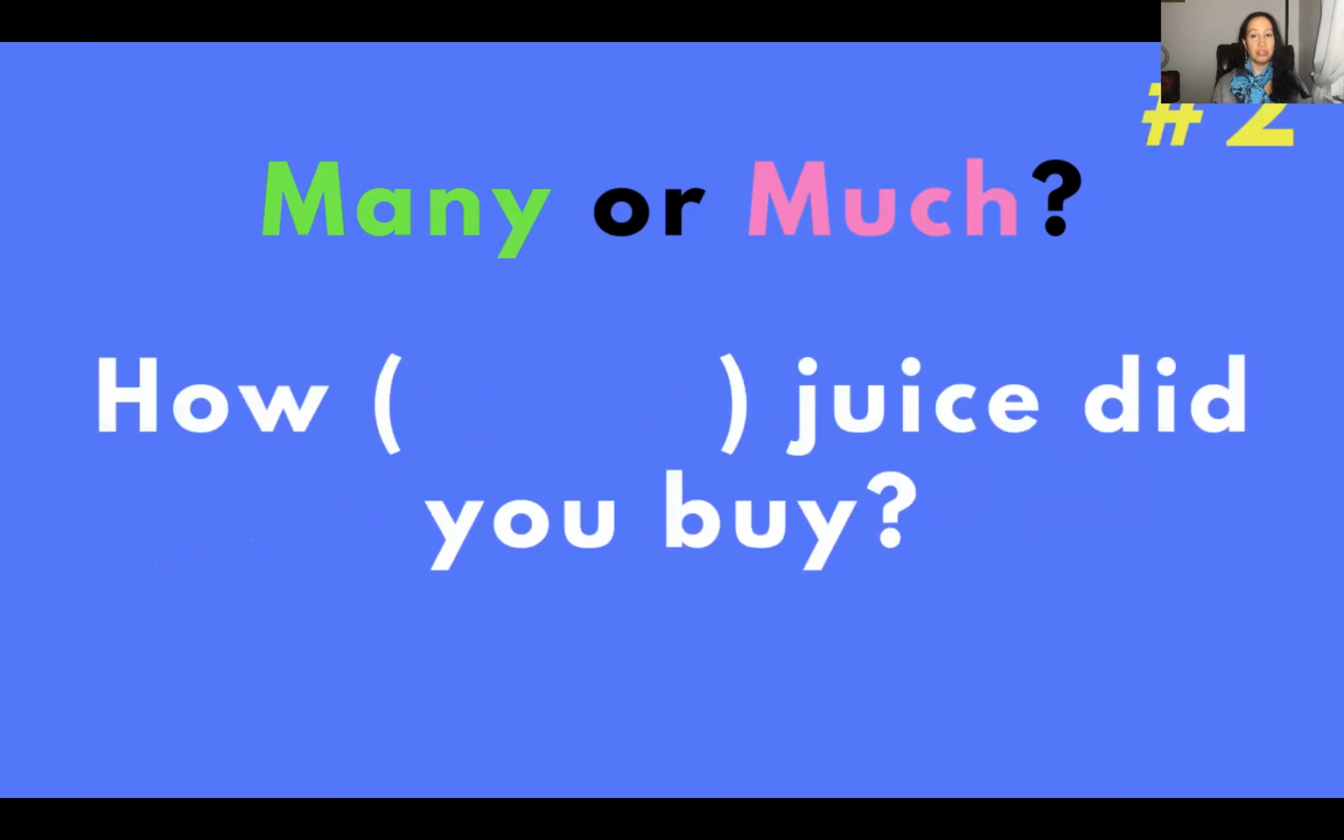How many juice did you buy? Or how much juice did you buy? How much juice did you buy? So remember, juice is uncountable or not countable. It's a noun. Remember, a noun is a person, place, or thing. And this is juice, so that's a thing.